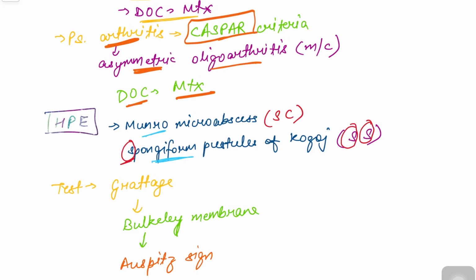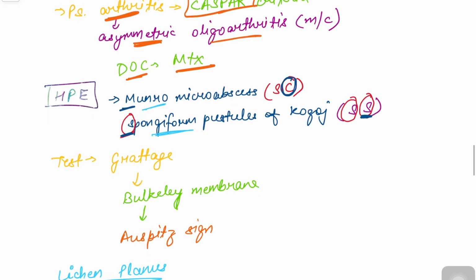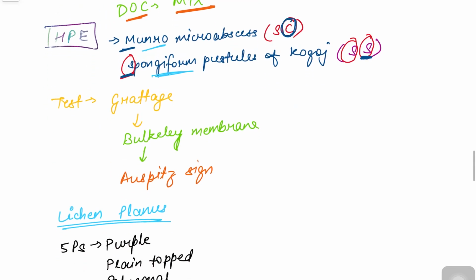Remember by the S. Also, the Munro's microabscess, you have to remember where it is present. It is present in the stratum corneum. Okay, and in the stratum spinosum, spongiform pustules are present. Also, there is presence of hyperkeratosis and parakeratosis like features.